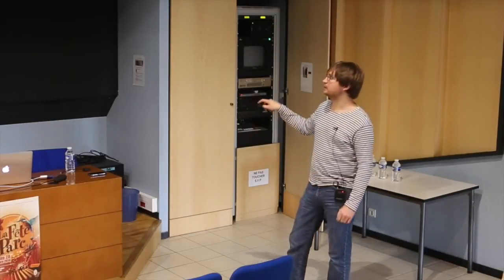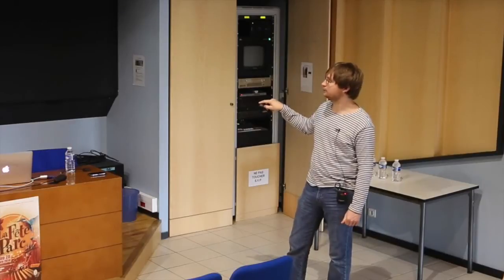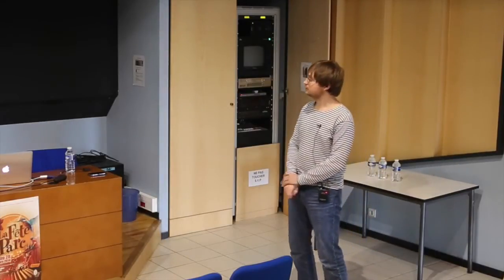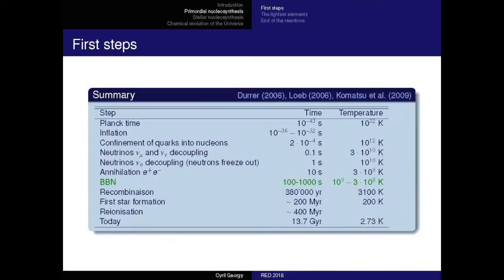After this, you have the Big Bang nucleosynthesis that started at roughly 100 seconds and goes for the first 15 minutes of the universe. The typical temperatures are from 1 gigakelvin down to 10^8 Kelvin. So we'll come back to this a bit later.